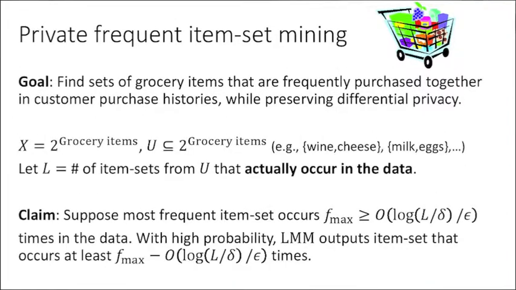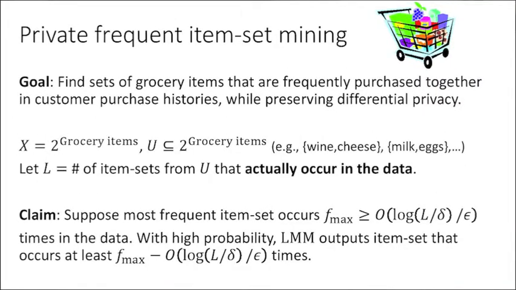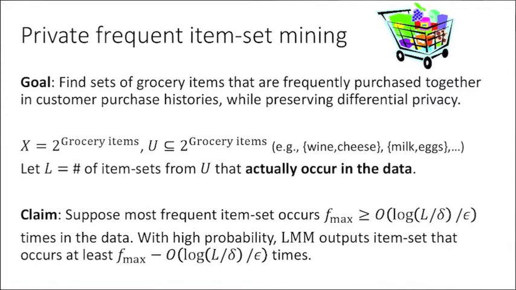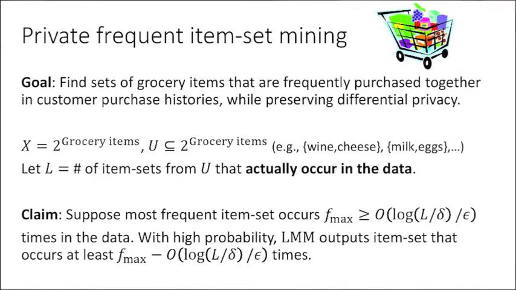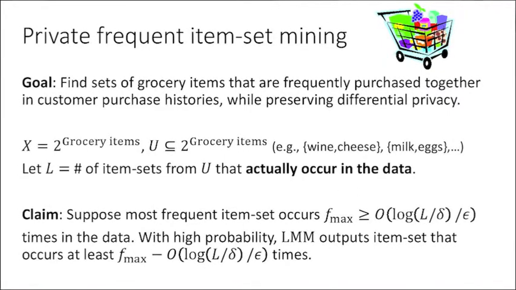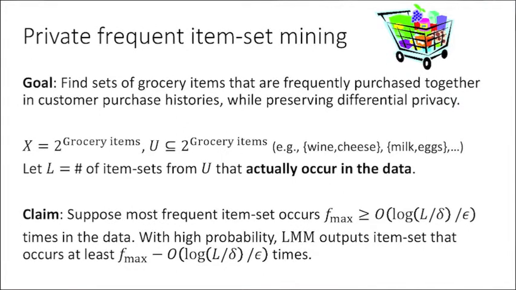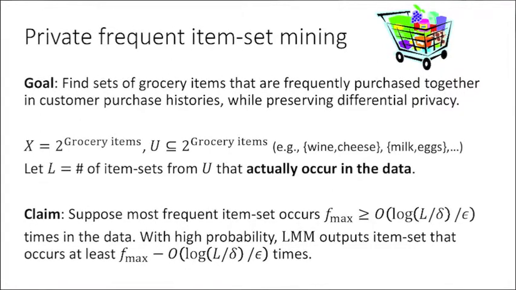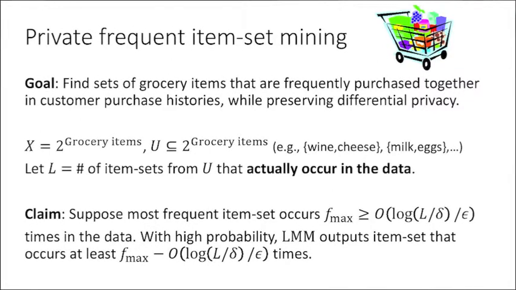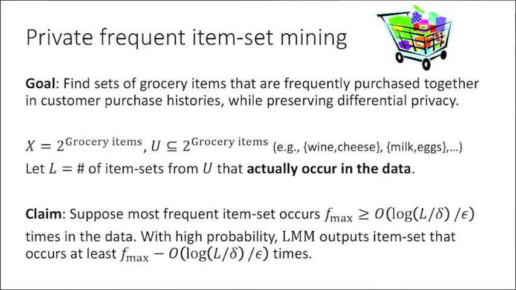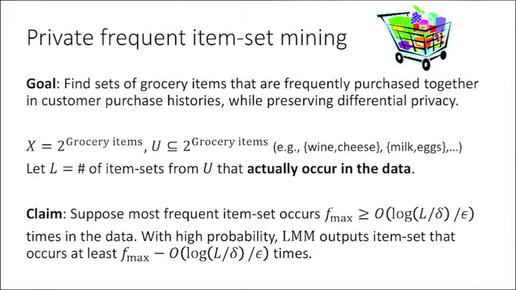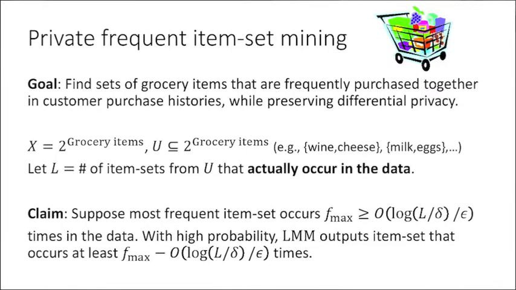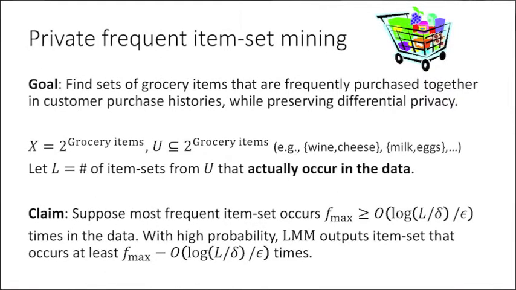This naturally fits in our problem where the data are different sets of items that people could have bought together. And the universe of items is again different subsets of grocery items that you might care about, like wine and cheese, milk and eggs, and so on. Just because you have a finite amount of data, you're already limited in terms of the number of item sets that actually might occur in your data. You never have to explicitly depend on the cardinality of U just because you have a finite data set.